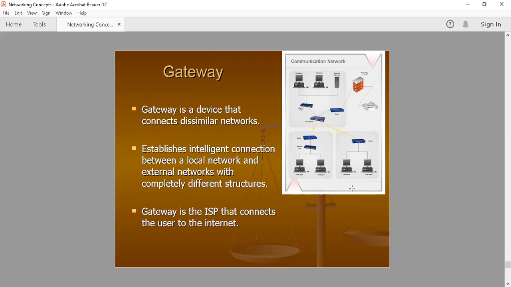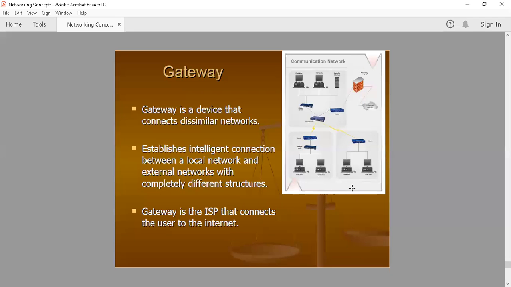A gateway is a device that connects dissimilar networks. It establishes an intelligent connection between a local network and external networks with completely different structures. The gateway is the ISP that connects the user to the internet. See, in LAN settings, you will see the gateway. The gateway is provided to get internet and to connect from one network to another external network.